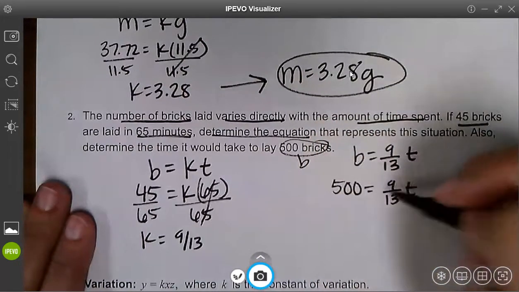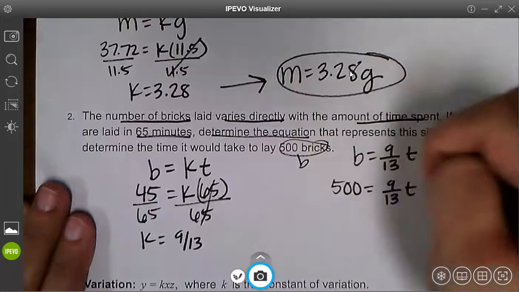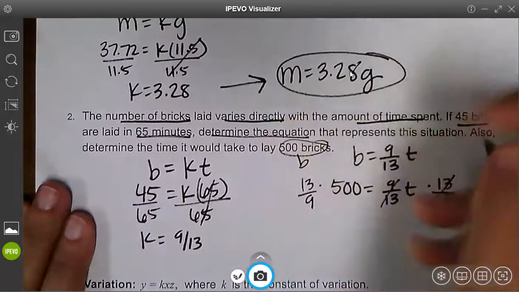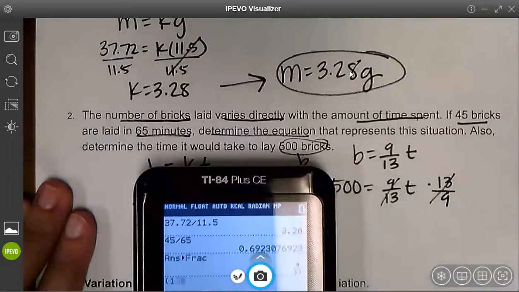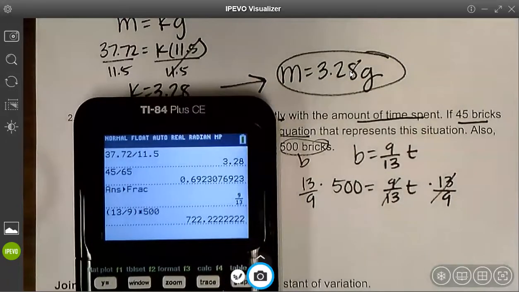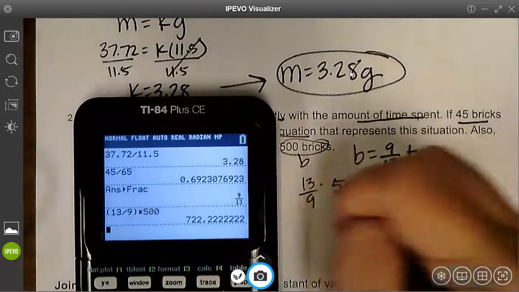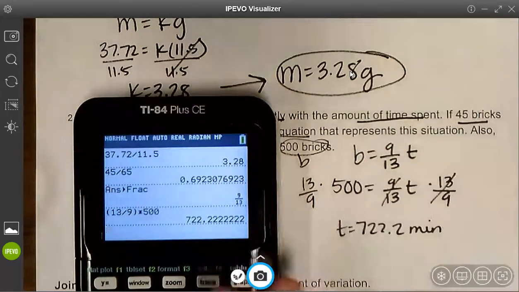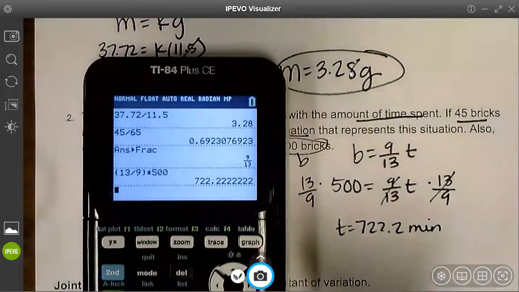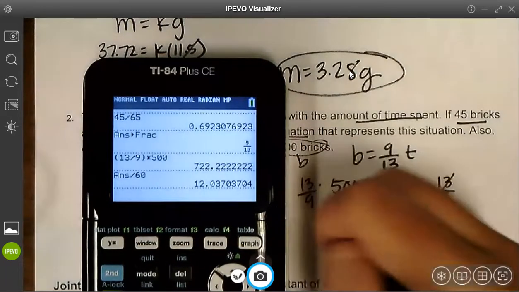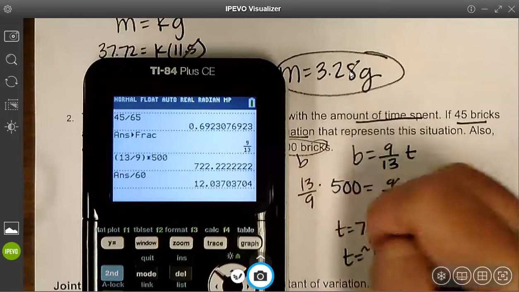To undo multiplication by a fraction and get t by itself, you multiply both sides by the reciprocal. Those cancel, and you have 13 over 9 times 500, which is 722.2 minutes, because earlier it was in minutes. So to find that in hours, I can divide that by 60 because there are 60 minutes in an hour. So that would be about 12 hours.